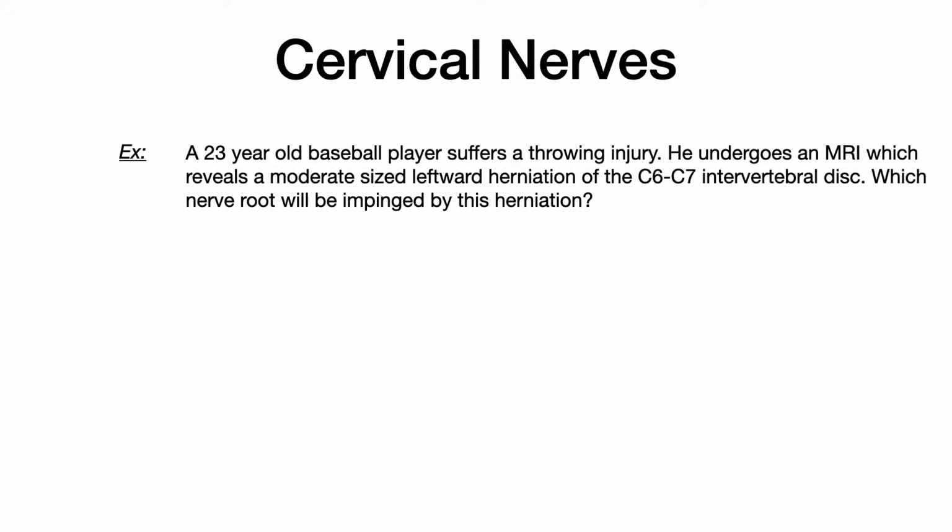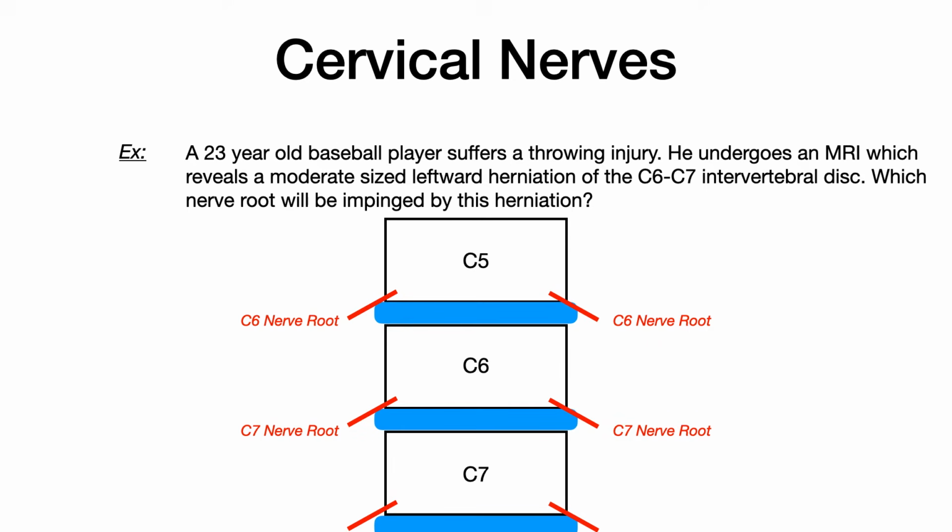All right, so let's go back to our diagram. Here is our vertebrae with intervertebral discs and cervical nerve roots. I'm telling you that there's leftward herniation of the C6 to C7 intervertebral disc. So this is what we're going to expect. That disc will slide to the left, and therefore it's going to impinge upon the C7 nerve root, because remember that C7 nerve root exits above the corresponding C7 vertebral body. So that's the nerve root that's there to be impinged. So we know it's going to be C7.